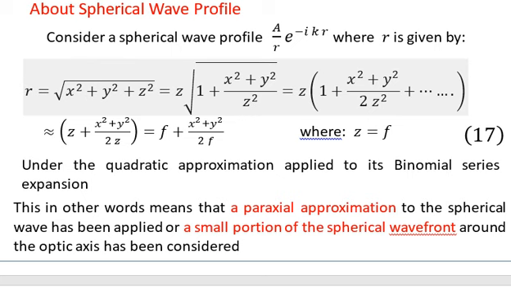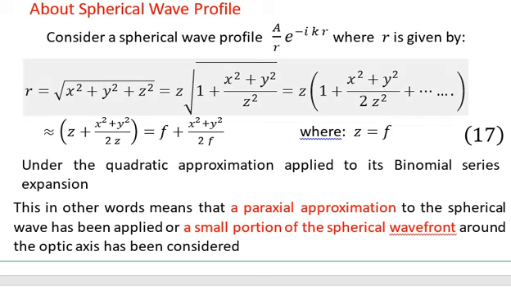We are not interested in the higher terms. So if you replace z by the focal length of the lens, r will be approximately equal to z plus x square plus y square over 2z, which will be equal to f plus x square plus y square over 2f, as in equation number 17, under the quadratic approximation applied to its binomial series expansion. So you see that we have written equation number 17 by applying the binomial series expansion to the formula r is equal to square root of x square plus y square plus z square.